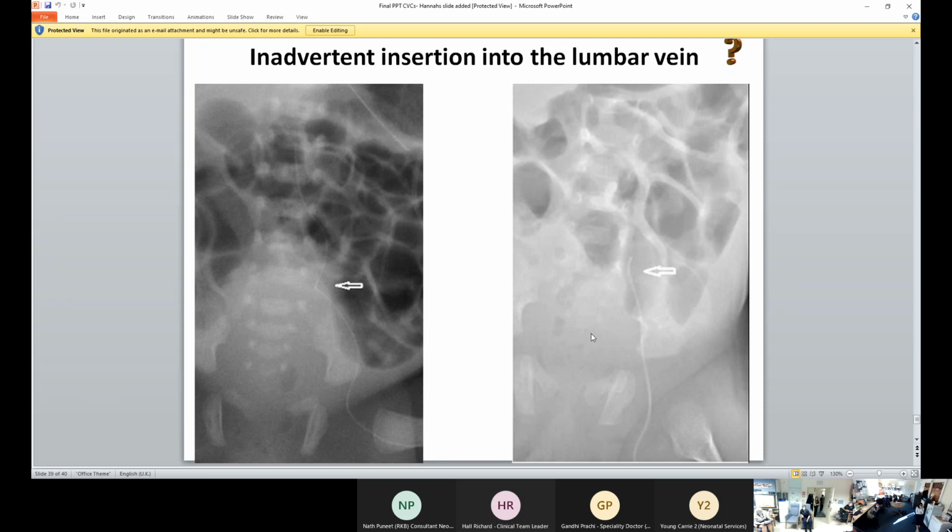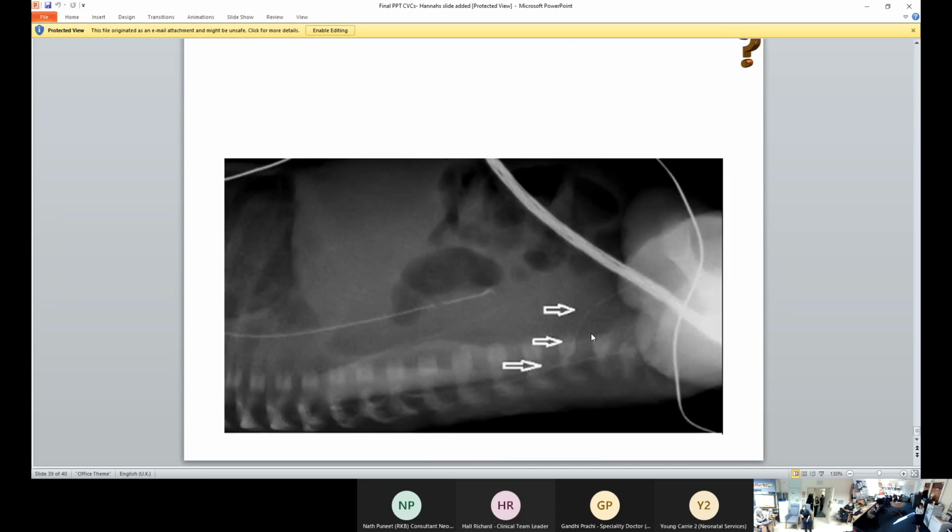It could be in the spinal cord. So when they did the lateral X-ray, they found already the long line is going through the spinal cord. So it's quite important that any long line going from the left leg crosses the midline after passing the hip joint in order to join the inferior vena cava. If it continues on the left side, it means it's in a wrong position.